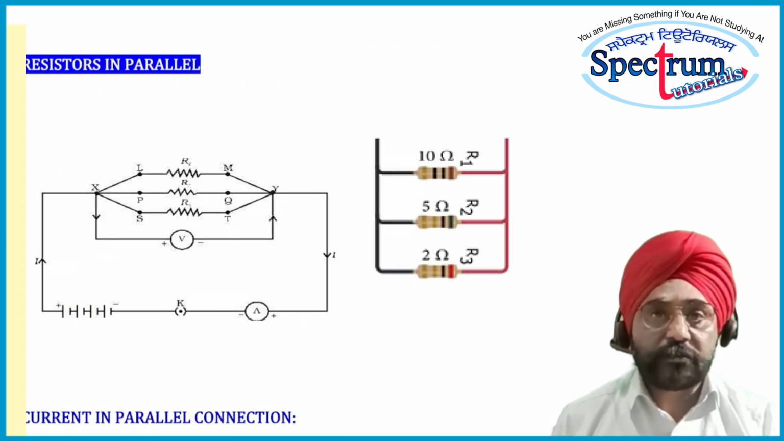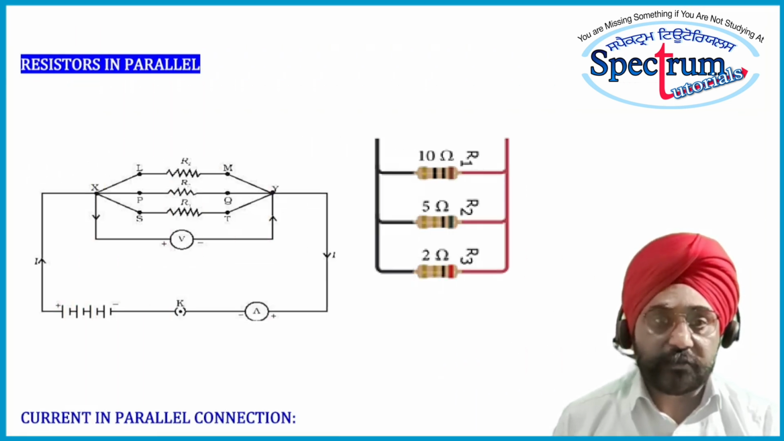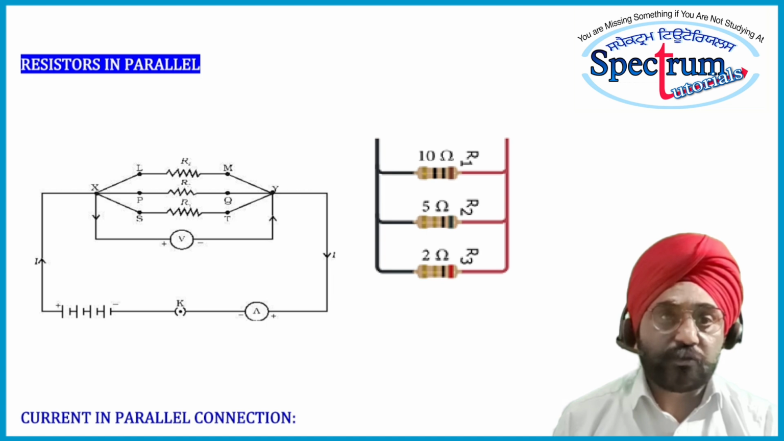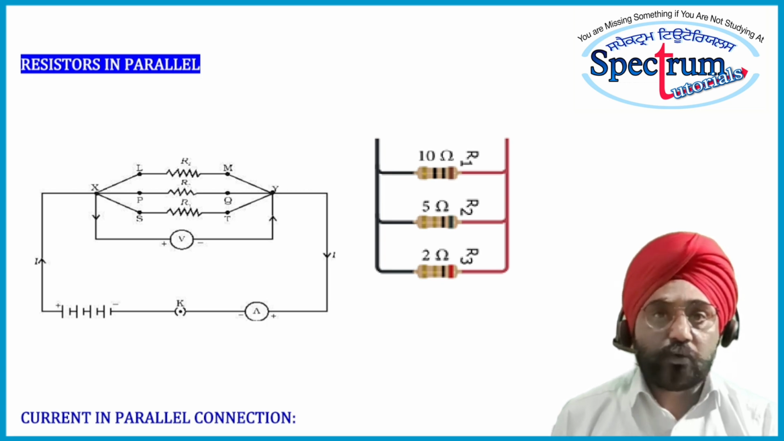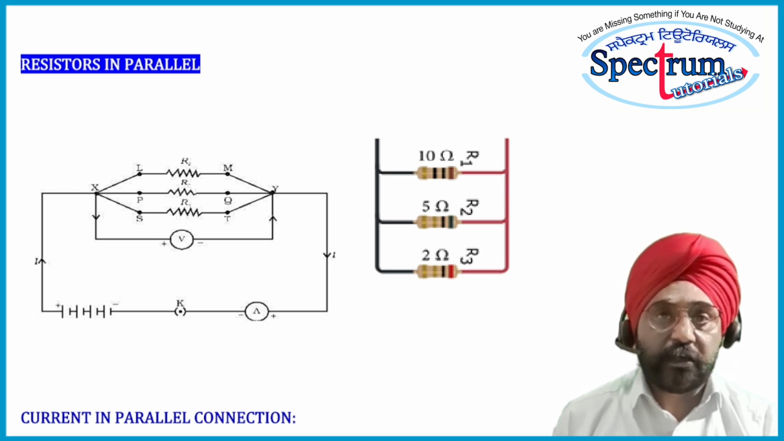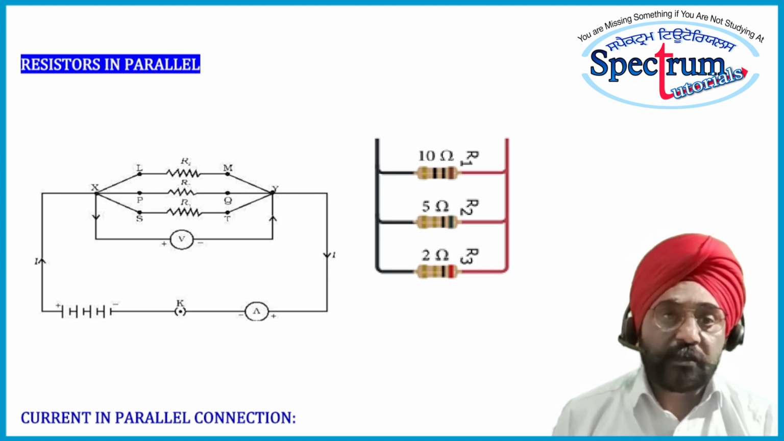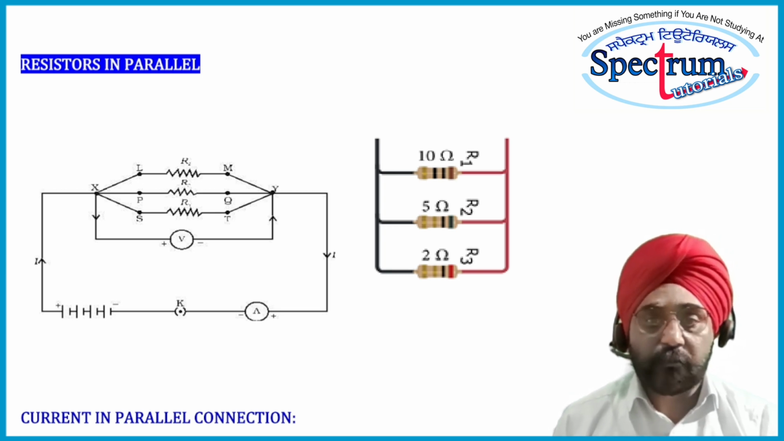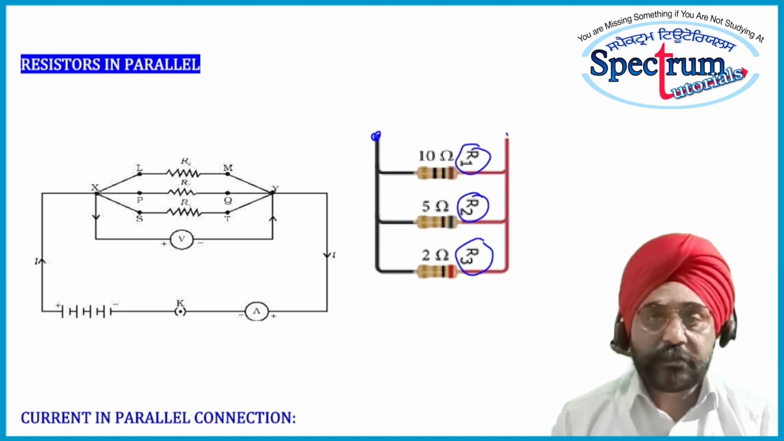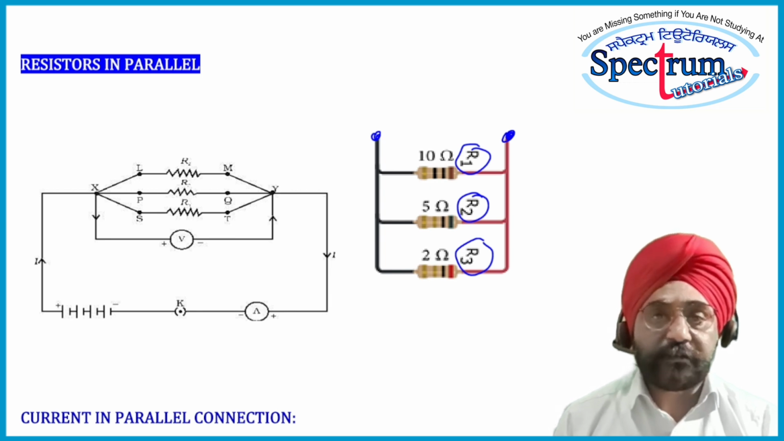When the resistors are connected across same terminals, this type of connection is known as parallel connection. When two or more resistors are connected across same terminals, this type of connection is known as parallel connection. So here we can see three resistors R1, R2, R3. They are connected across the same points. So this type of connection is parallel.